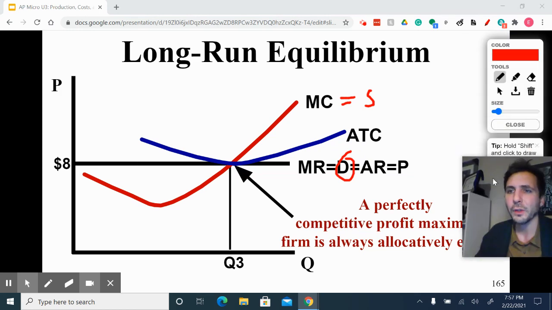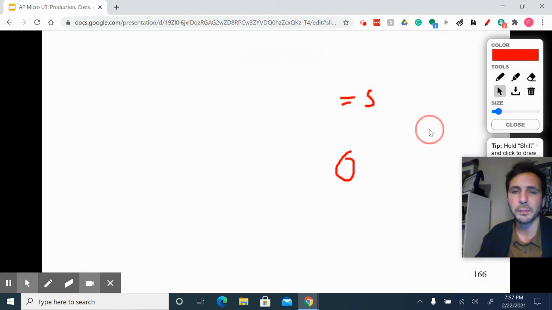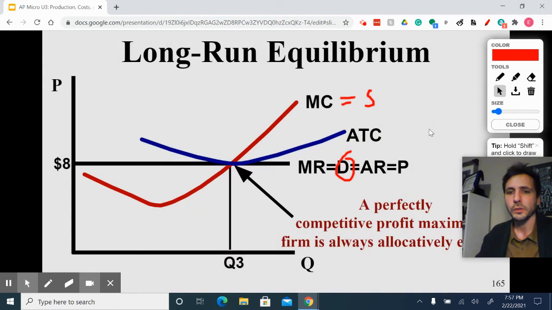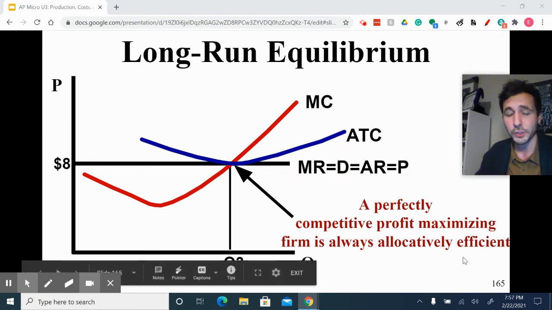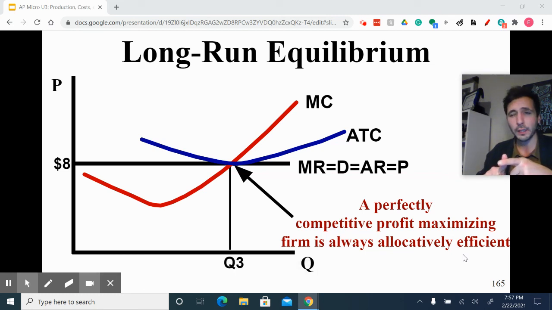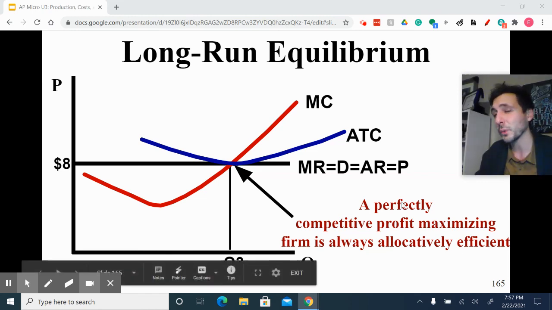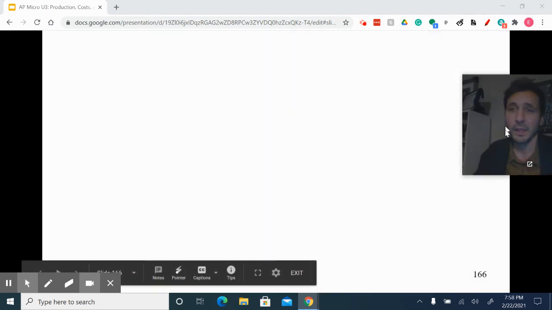So we are going to be allocatively efficient one more time in the long run. In the long run, we will always be allocatively efficient. So if you're tracking, in the short run, we're always allocatively efficient. In the long run, always allocatively efficient. In the short run, never productively efficient. In the long run, always productively efficient. So in 3 out of the 4 scenarios we're efficient.